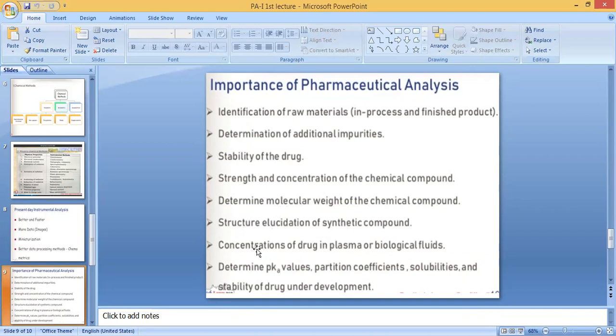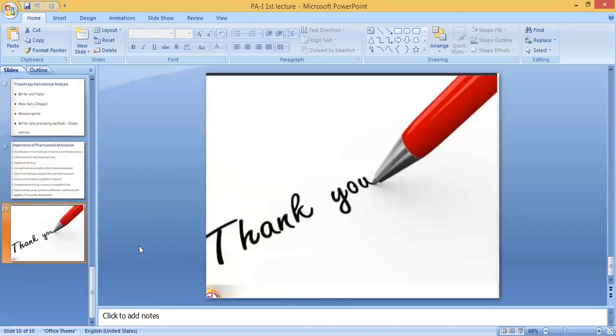Next, we can find out the concentration of the drug substance in plasma or in biological fluids by performing the analysis. That means how much drug has been released from the given dosage form can also be calculated by doing an analysis. Next, the determination of pK values, partition coefficient, solubilities and stability of drugs under development can be done with the help of analysis. So these are the applications or importance of pharmaceutical analysis in day-to-day life.